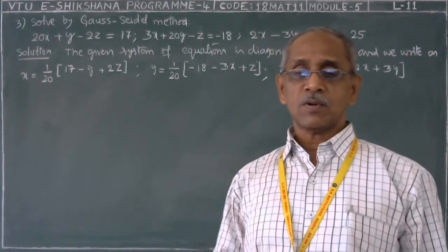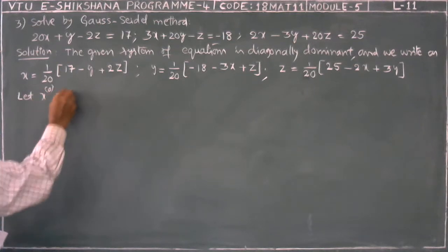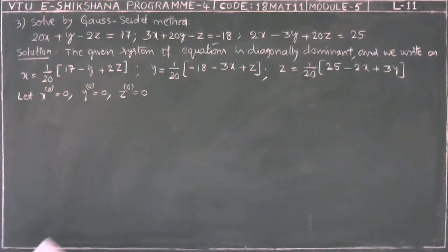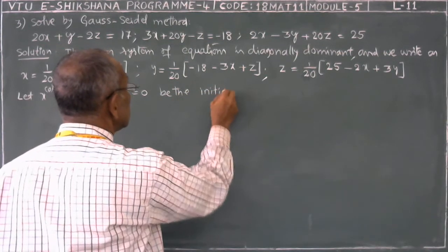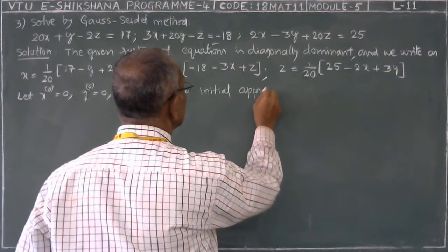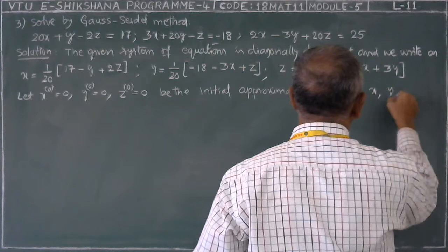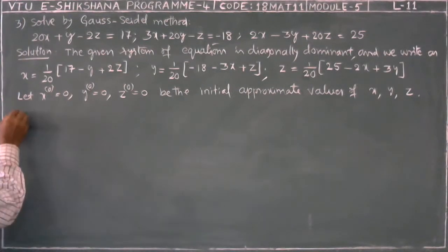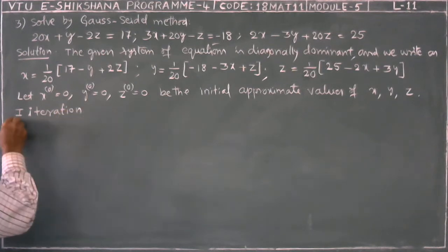Okay. So now, as a first step, let us assume the initial approximate values for x, y, z to be x is equal to 0, y is equal to 0, z is equal to 0. Let x0 is equal to 0, y0 is 0, z0 is 0, be the initial approximate values of x, y, z respectively. Now, as the first step, first iteration.